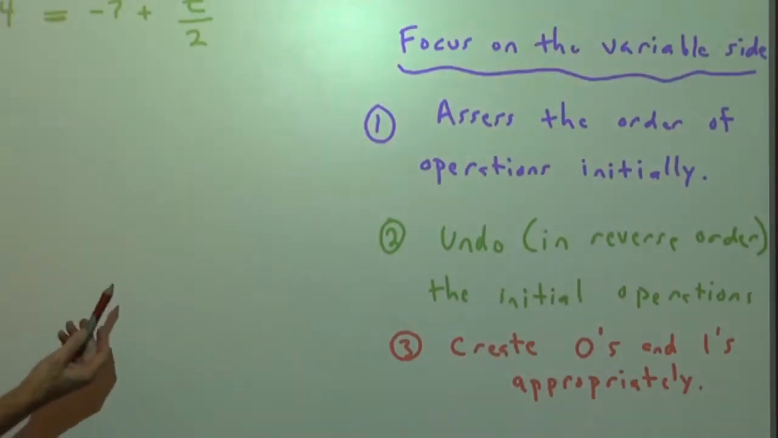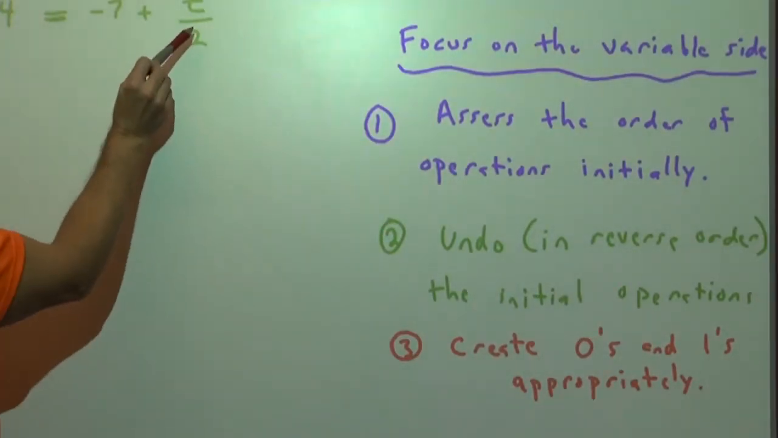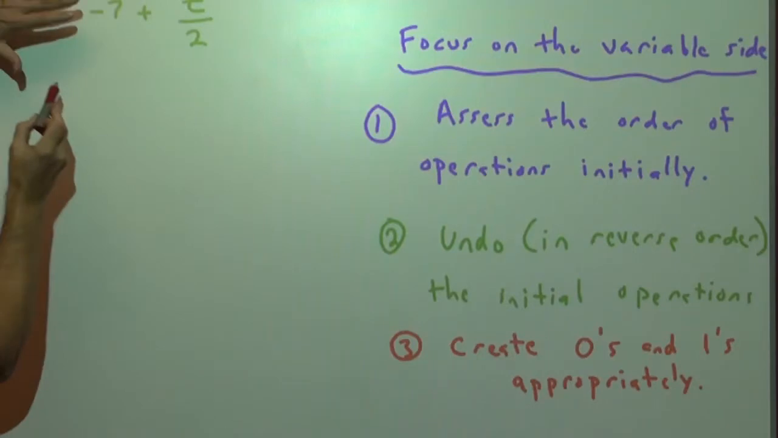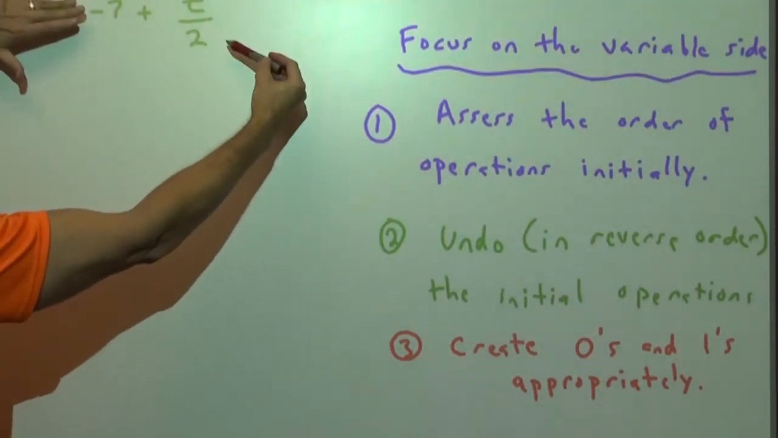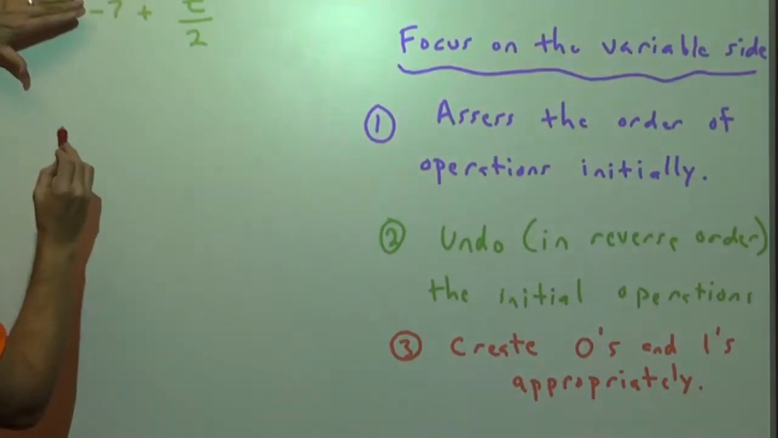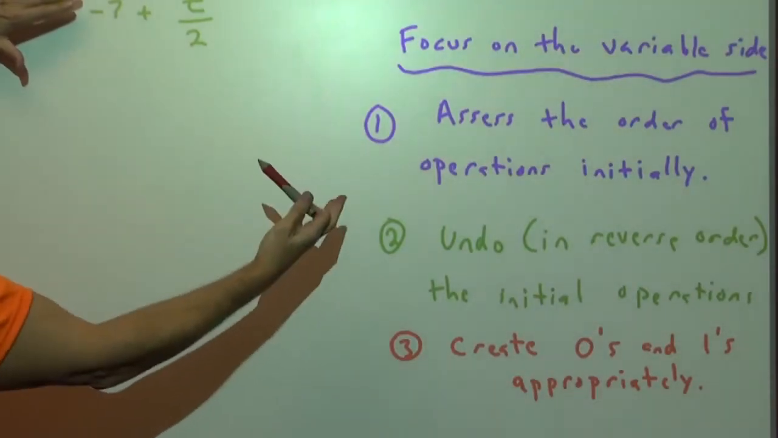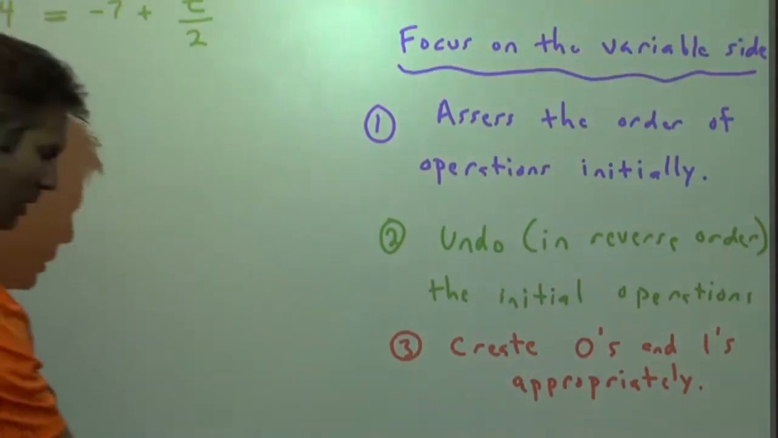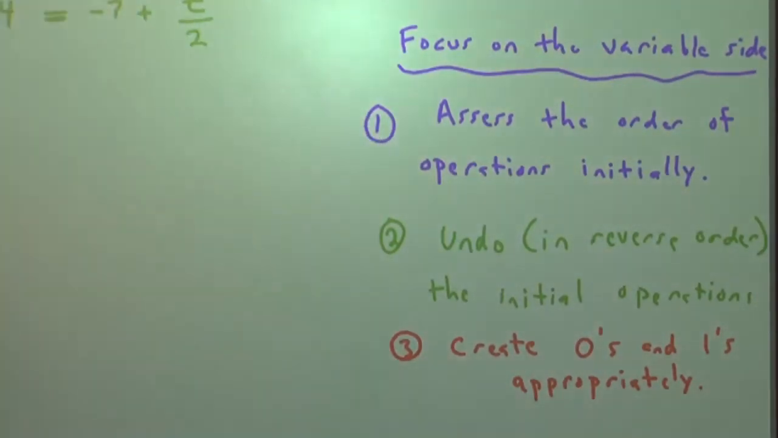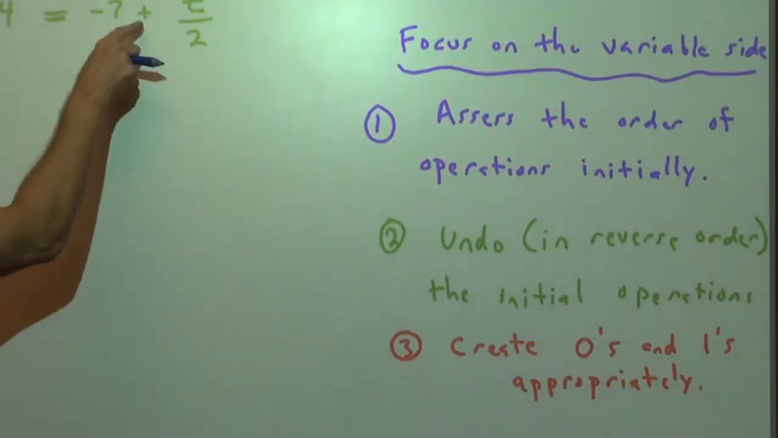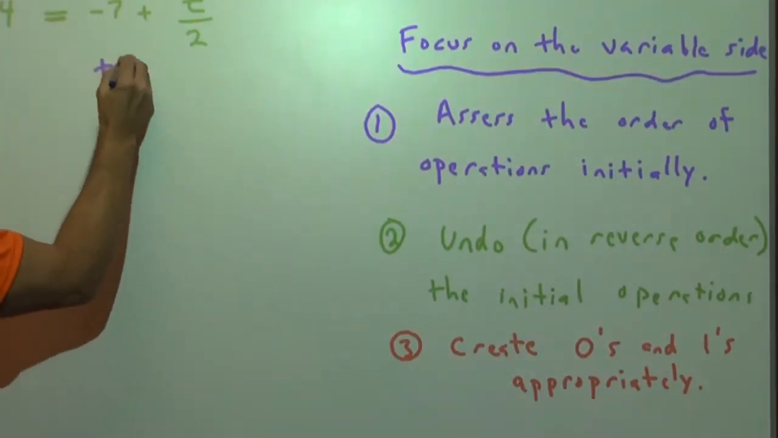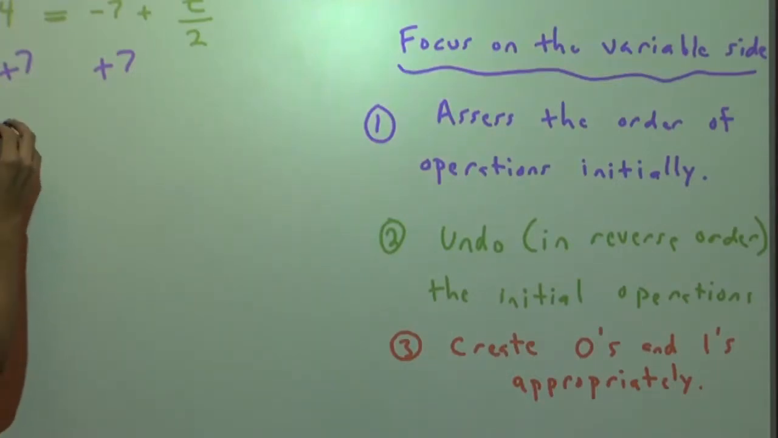Assess the order of operations initially. You would have had to have done on this side, to end up with 4, you would have had to take your number, first divide it by 2, and then add the -7. So, to undo that process and solve the equation, we go backwards through that approach. We take care of first the number that's being added, which is a 7. So we add 7 to both sides.